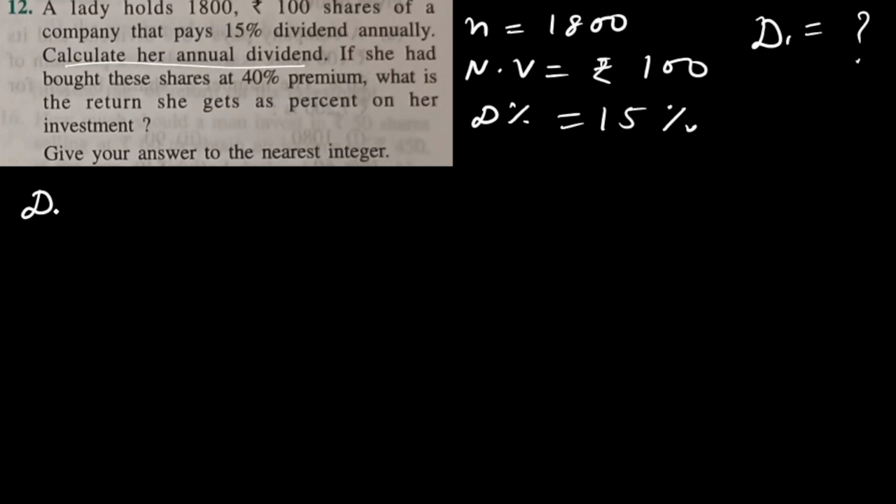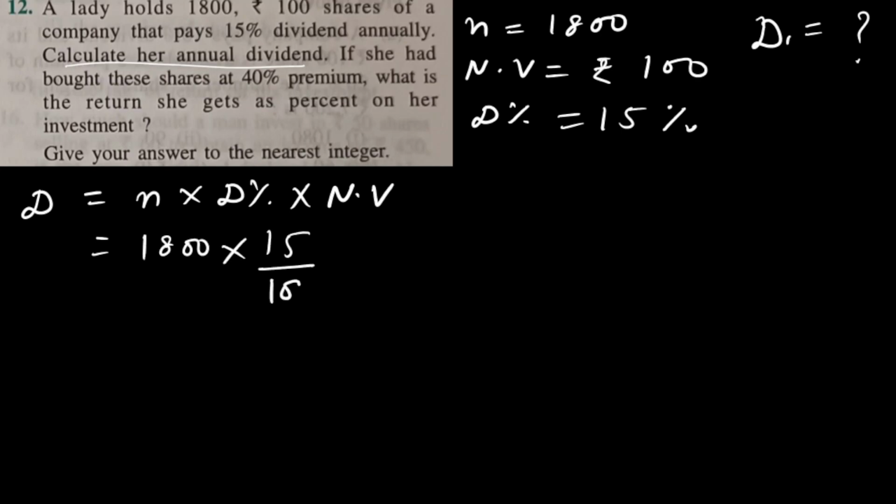So dividend is very easy. Dividend's formula is number of shares into dividend percent into nominal value. I'll just substitute: number of shares is 1800. Dividend percent is 15, so 15 by 100 will come. Nominal value is 100. Sorry, by mistake I wrote 1800 there. 100 and 100 will get cancelled.